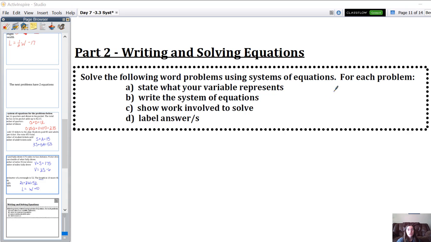Now that we know how to write these equations, we're going to set up our systems of equations and solve them. When we're doing this, the first thing that we need to do is state what our variables represent. So if we have quarters and dimes, we need to say Q for quarters and D for dimes. Then we're going to write our systems of equations. We're going to write the equations for each part of our problem. We're going to show work that's involved to solve those problems, and then we're going to label what our answers are.